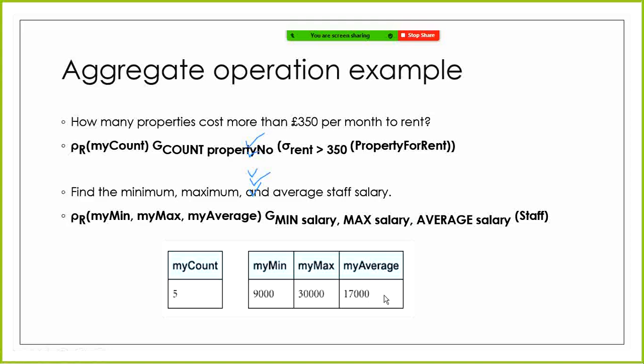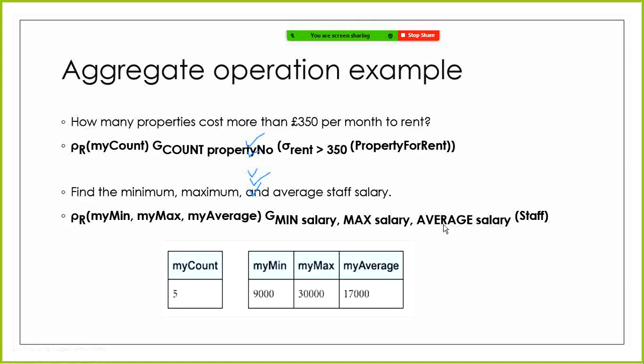You know, average is the sum of the values divided by the number of values. So this is actually the expression. We have applied the rename operator, so we will get the result as R with the columns as my minimum, my max and my average, as you can see here. Then we have applied the aggregate operation, which is minimum on salary, next maximum on salary, and next average on salary.